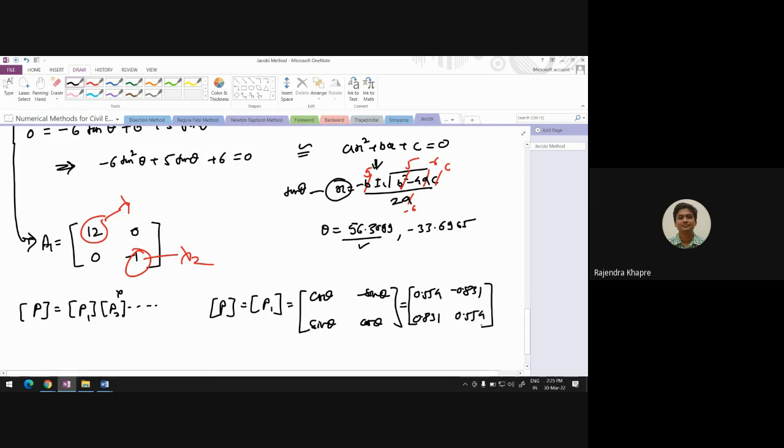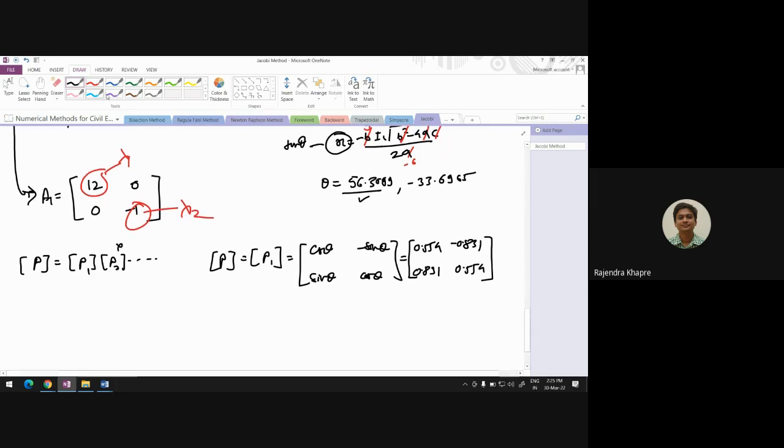Okay. So basically you now have the value of lambda 1 as 12, and its eigenvector is nothing but the first column, that is 0.554, 0.891. On similar lines, your lambda 2 is basically -1, and its eigenvector will be minus 0.831 and 0.554.